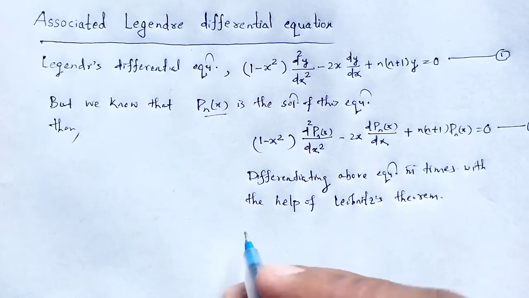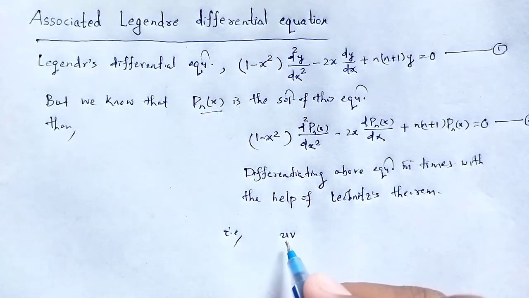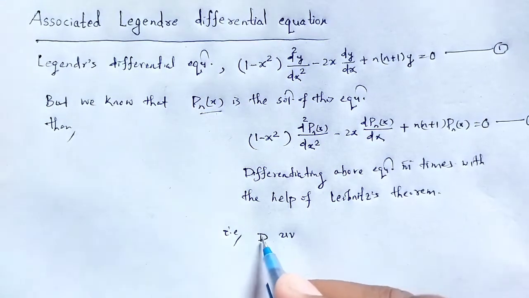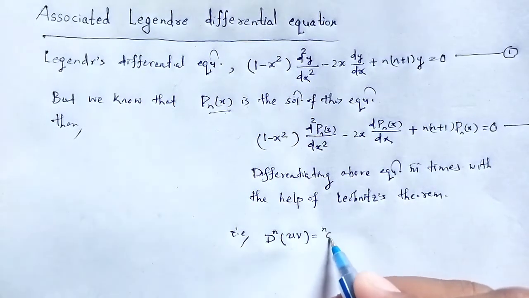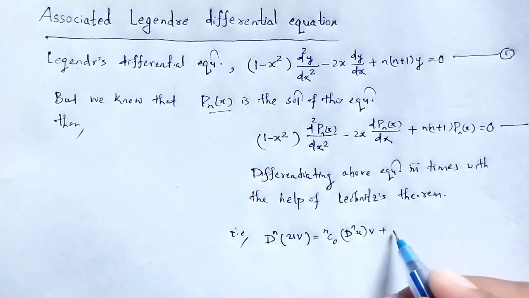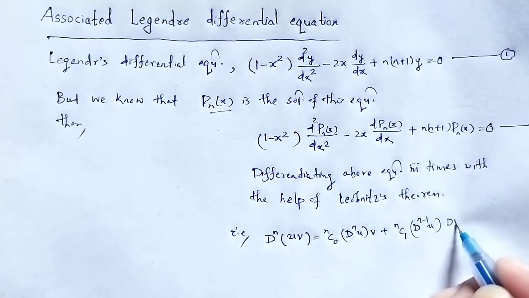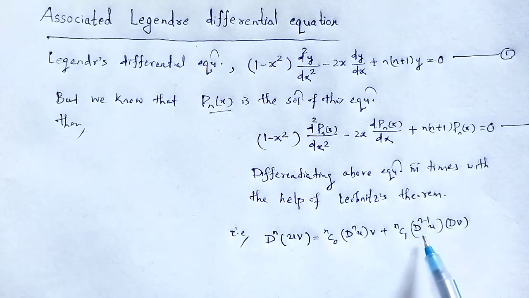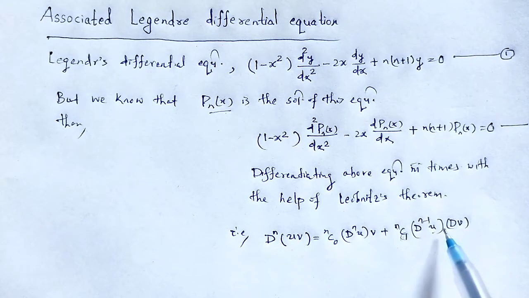What is that theorem? If u and v are two functions multiplied, then its nth order differentiation, we differentiate it n times, will be nC0 d^n u v plus nC1 d^(n-1)u dv. That means nC1, the n minus 1 time differentiation of the first function, then the first differentiation of the second function. In this way the series continues.